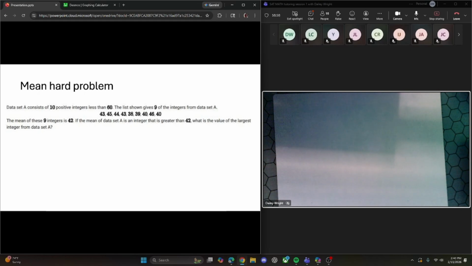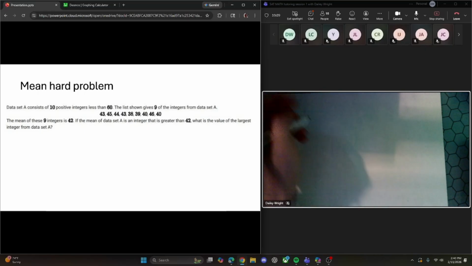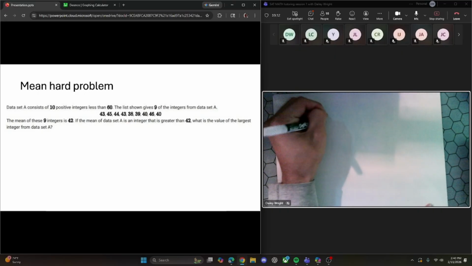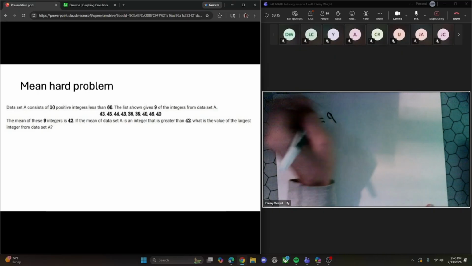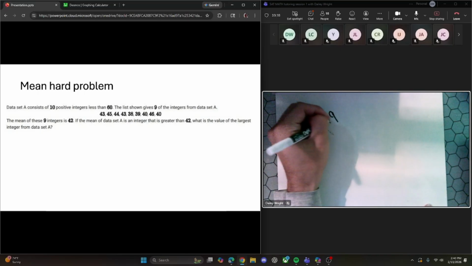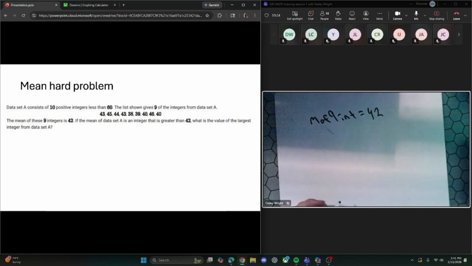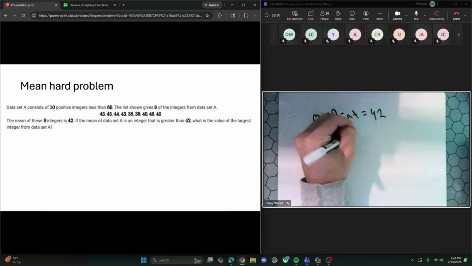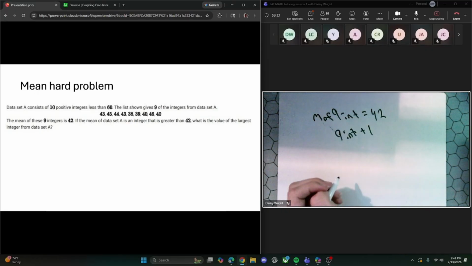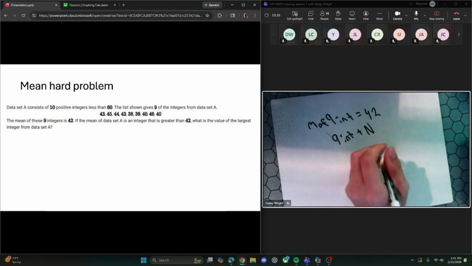So what we know is dataset A consists of 10 positive integers, and they are all less than 60. And the list is 9 of those integers. The mean of these 9 integers equals 42. And the mean of dataset A is a total, so those 9 integers plus the next number, we'll call it n, is an integer that is greater than 42.